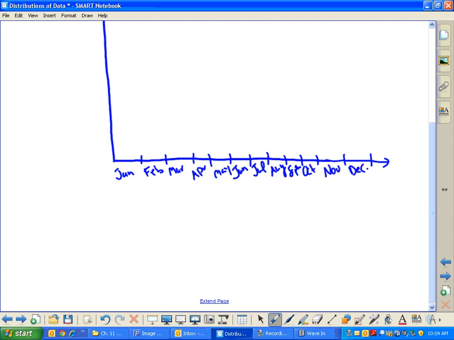Oh, November's pretty wide graph. Thanksgiving's in there. I'll fill up on turkey. These are, by the way, our birthday months. I said you do need a scale and a title.